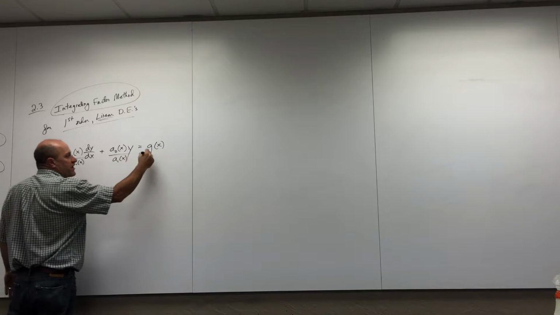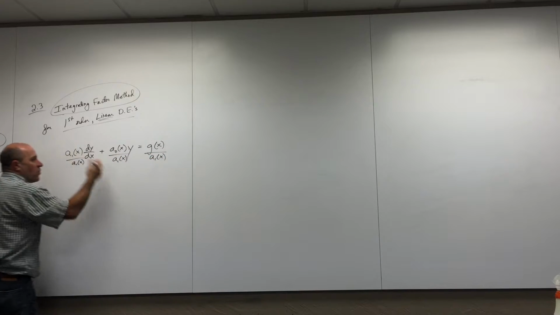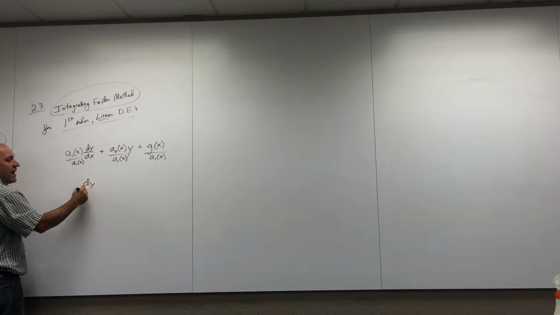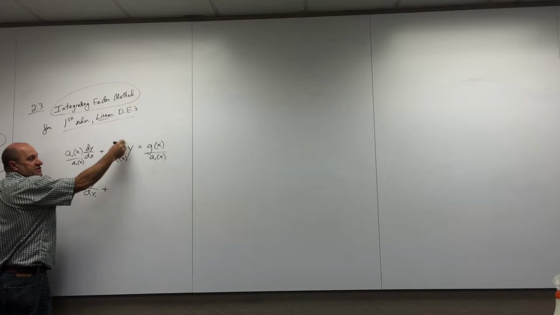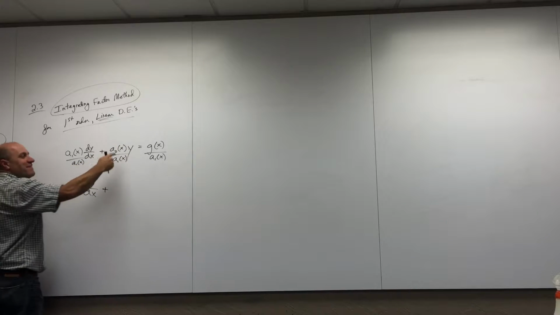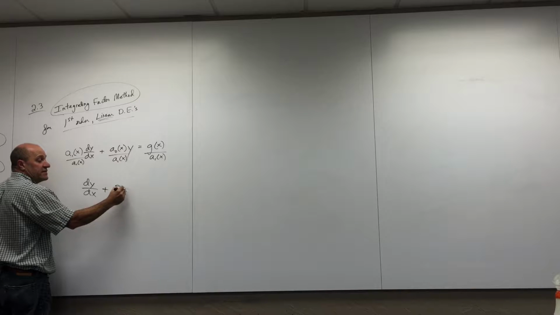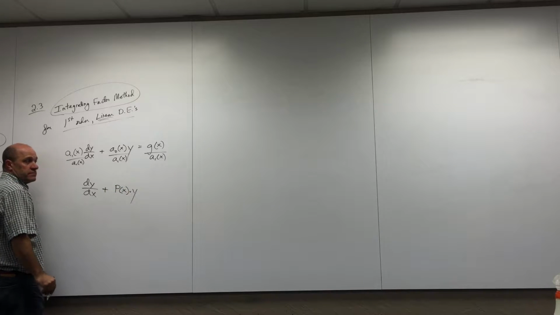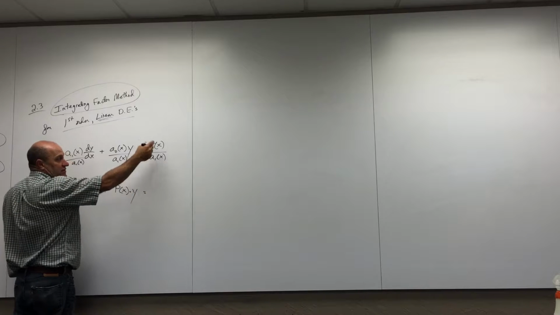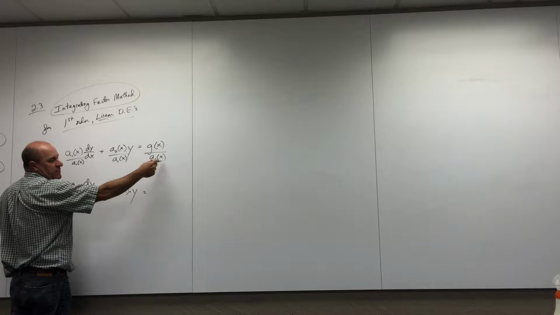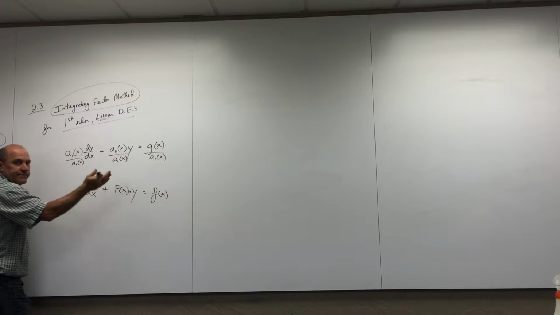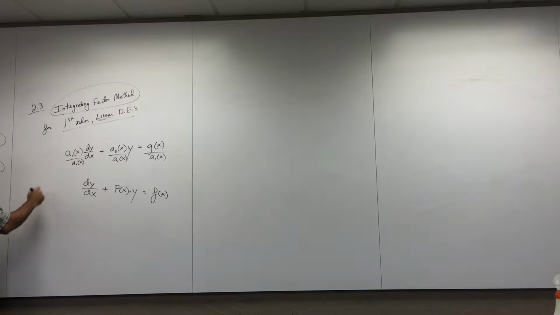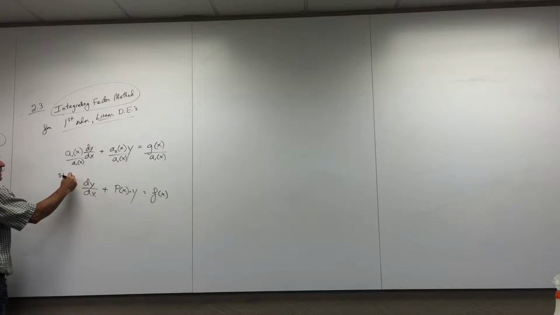And then watch this. I'm going to rename all this stuff now. Once I divide by that coefficient, this is dy/dx with a coefficient of 1. Now I'm going to call this some expression divided by some other expression, but I'm going to refer to it as p of x times y. And then this other side, it was some g of x divided by some other x's, and now I'm going to call it f of x, if you don't mind. But now you're in standard form for this method.